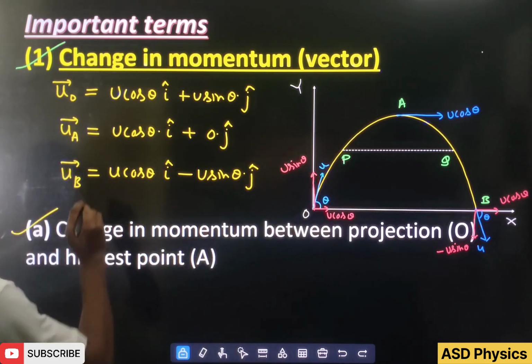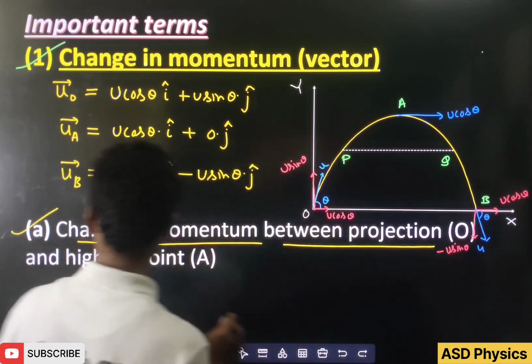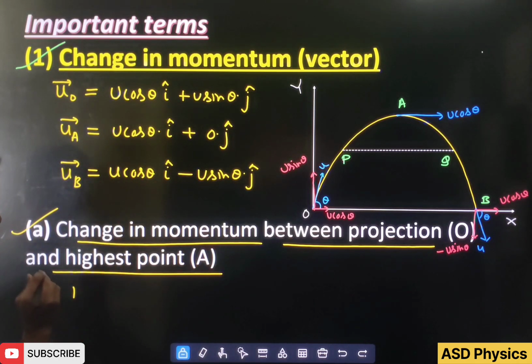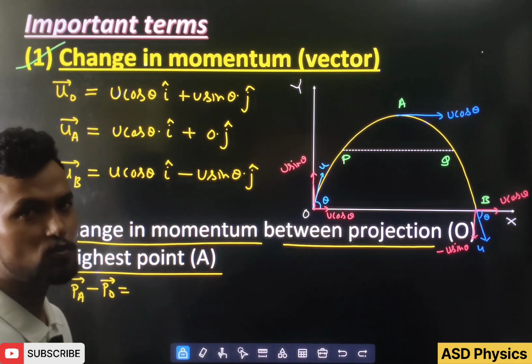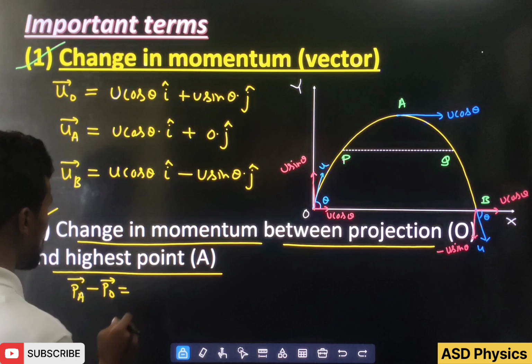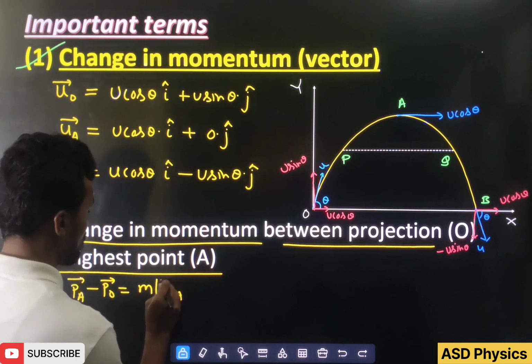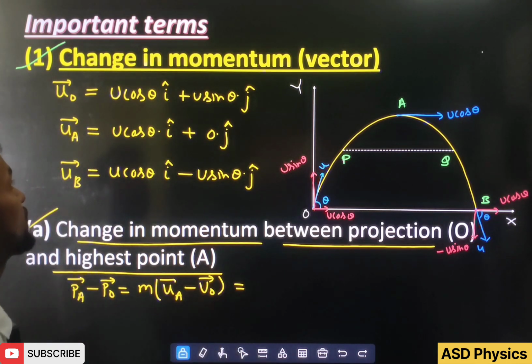Now see, first case, what is given? The first case is the change in momentum between projection O and highest point A, is it? So change in momentum means between projection and the highest point. So PA minus P naught. Highest point is A, and the projection point. Your change in momentum is final minus initial. So PA minus P naught. So what can we write here? See, m, it will become here uA minus u naught. What is coming here? uA minus u naught here.